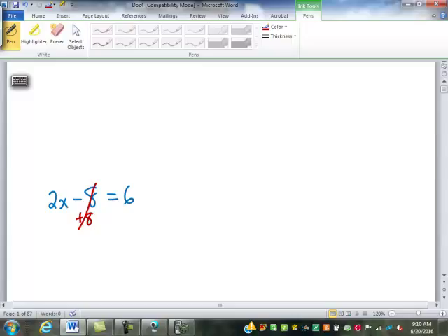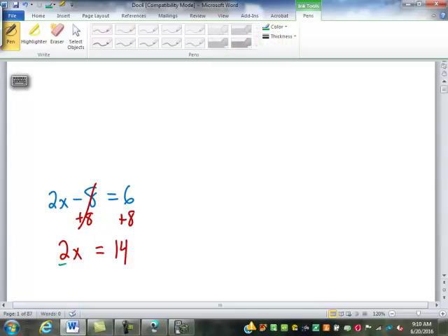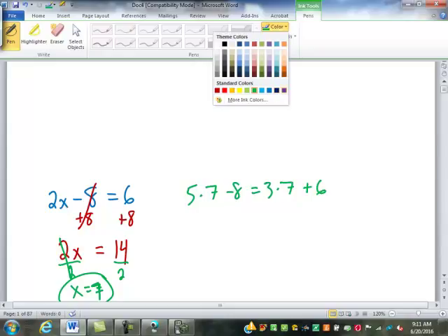We add 8 to take the negative 8 away, leaves us with 2x. We add 8 to the 6, gives us 14. And then we'll divide by 2 to get rid of the 2. X equals 7. And again, we could go back to the original problem and put 7 in everywhere we see an x. So 5 times 7 minus 8 equals 3 times 7 plus 6, and see if that works out.